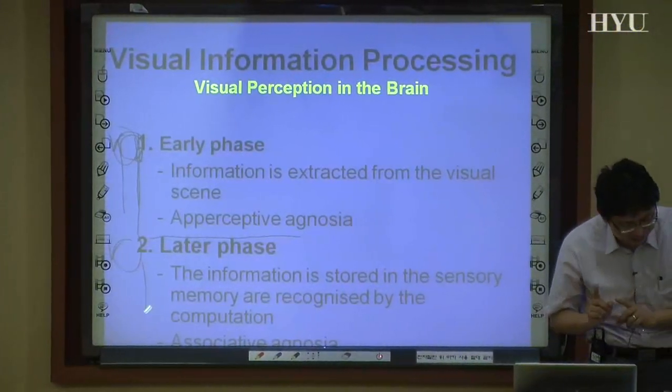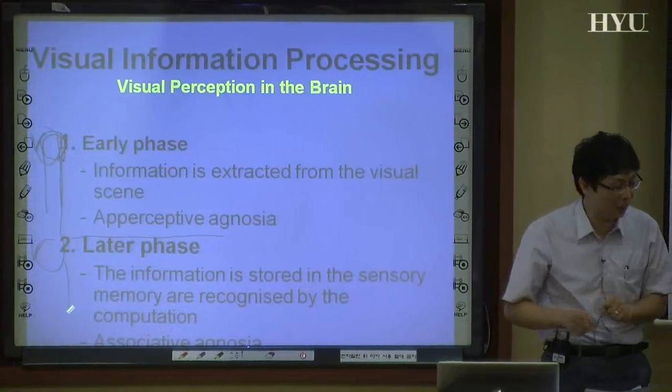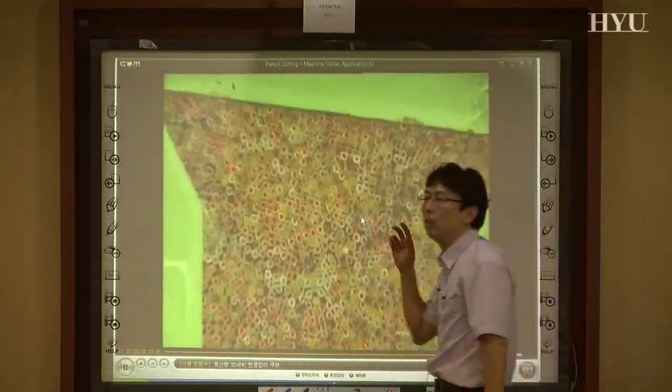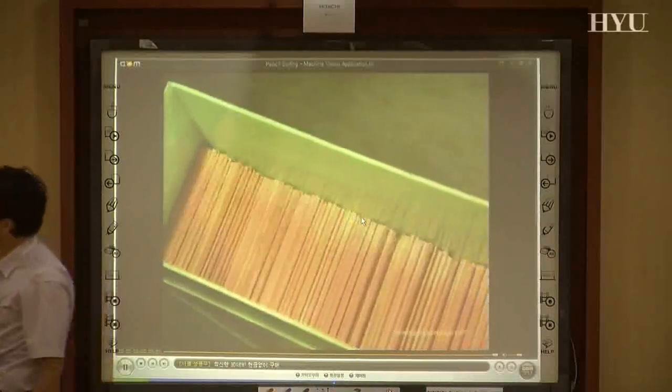And then I have some video clips here. This one is a pencil sorting machine vision system.